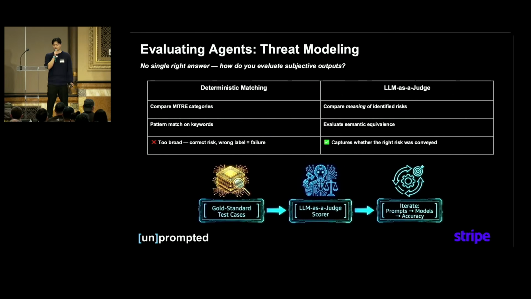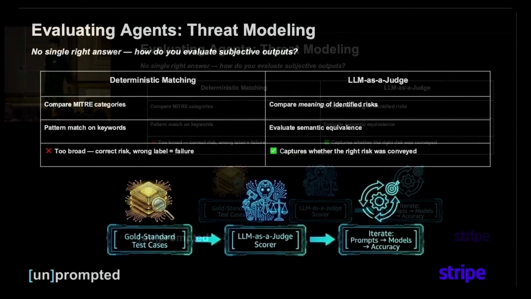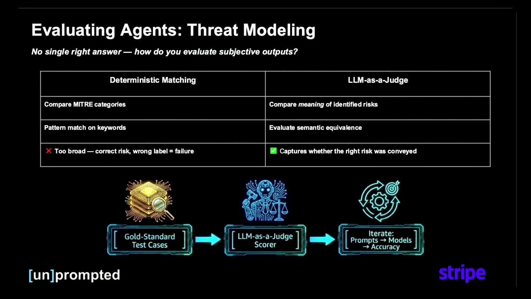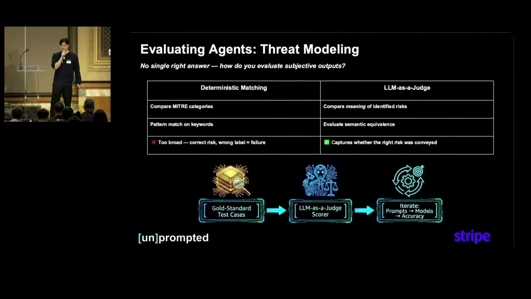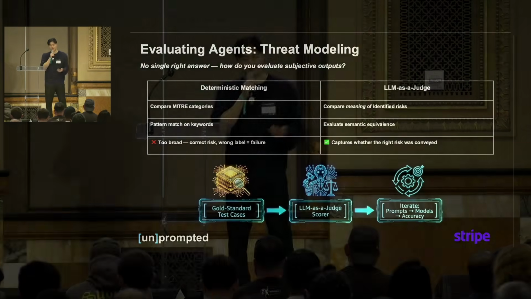So when we're looking into different ways to score the threat modeling, we were first approached with, hey, can we do deterministic matching? And this didn't really fit the bill. When we tried to compare MITRE categories, we found that there would sometimes be wrong labeling. The agent would have the correct risk, but in 2 different runs, it would label it as one category and another time in another category, even though the risk itself was being communicated correctly. Other simpler methods like keyword matching didn't fit right as well.